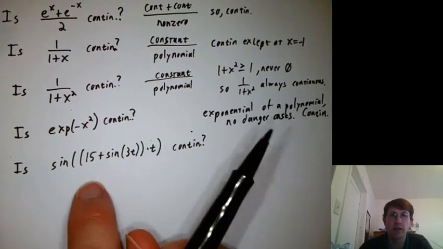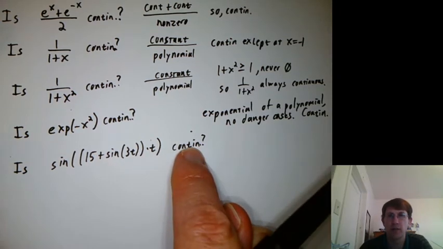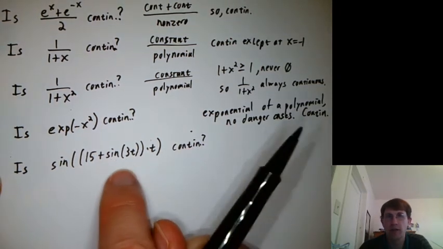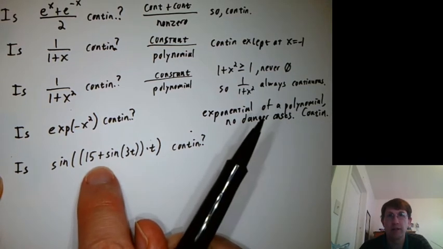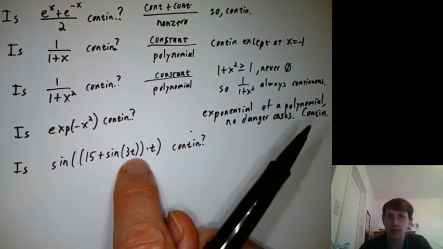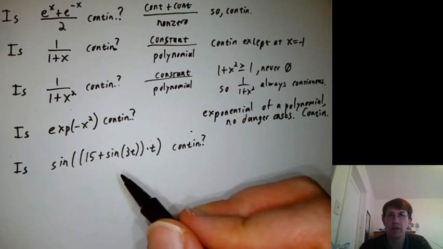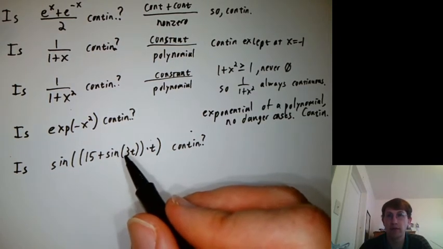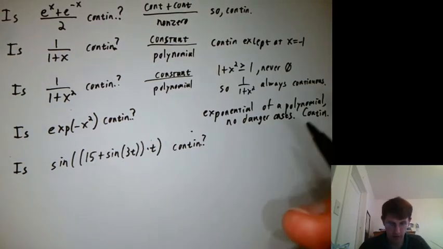And then how about sine of the quantity 15 plus sine 3t, times t? First of all, who would care about that function? It's kind of interesting to think about. Usually whatever's multiplying the t is the frequency. Here the frequency itself is changing cyclically. So this is what we might first think of as frequency modulation. We're changing the frequency cyclically or systematically as we go along.